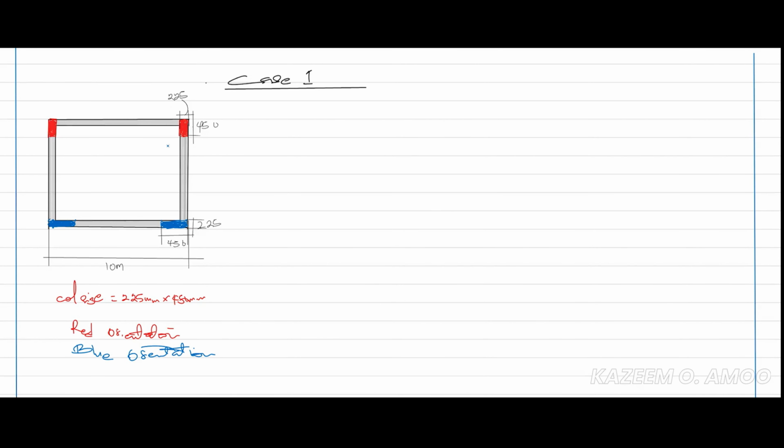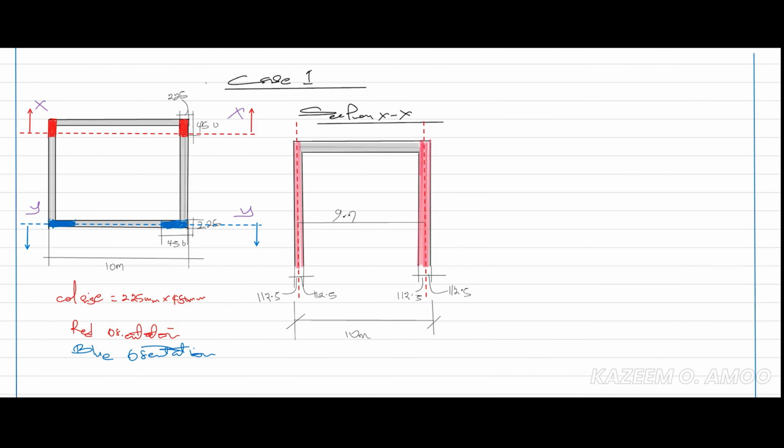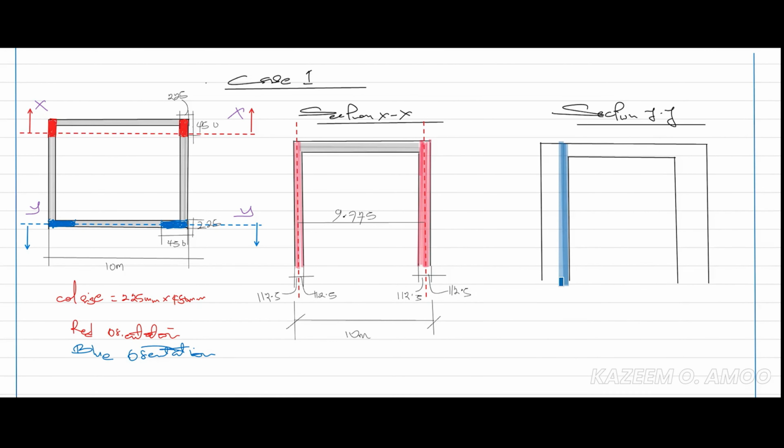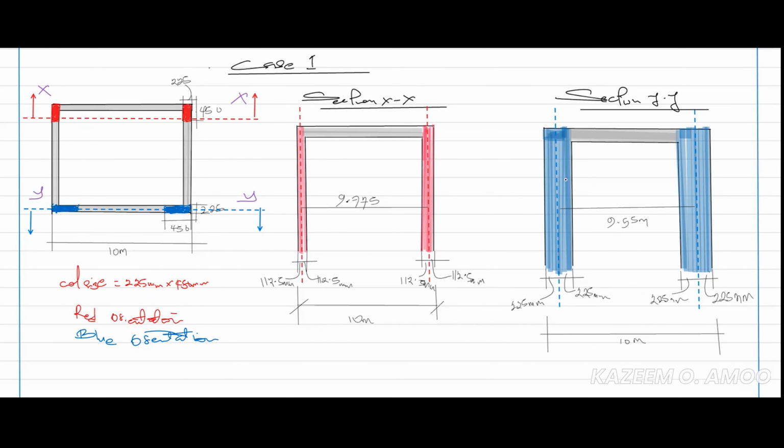Let's find out. Let's cut a section through both orientation types. Let's talk about section XX first. Now let's see section YY. So now that we are here, what I want us to realize is the fact that this section YY, for the fact that we have chosen this orientation, the center to center distance between the two columns is now 9.55 meters. But if we look at section XX, the center to center distance is 9.775 meters.